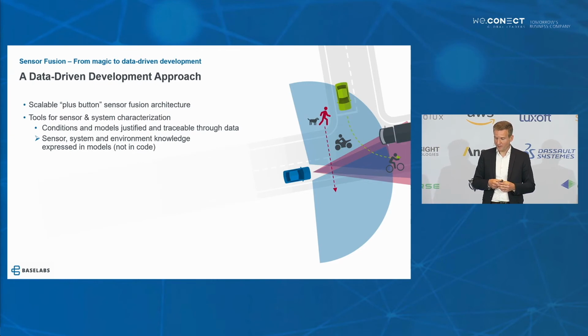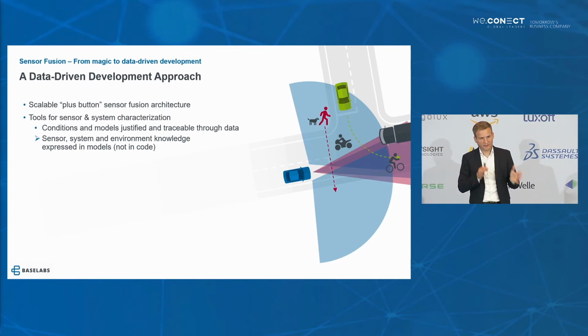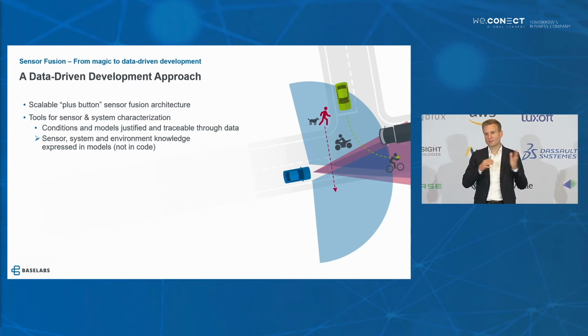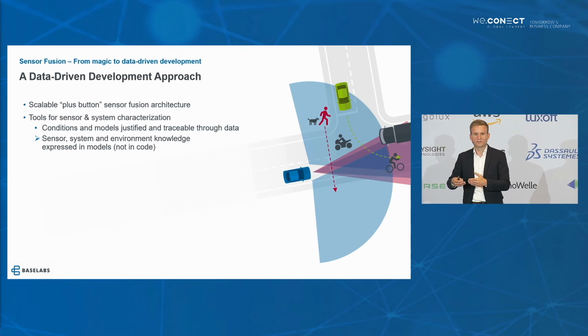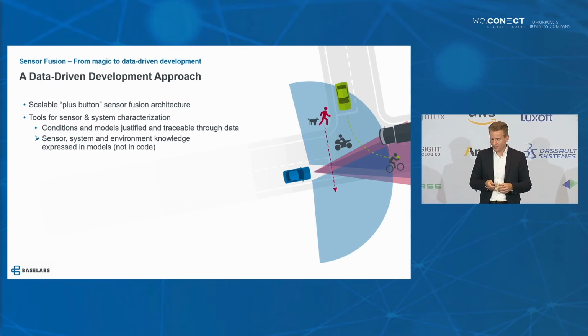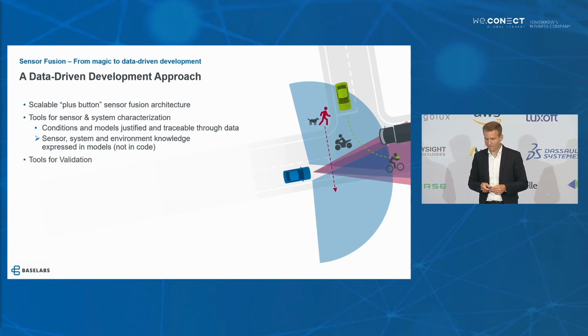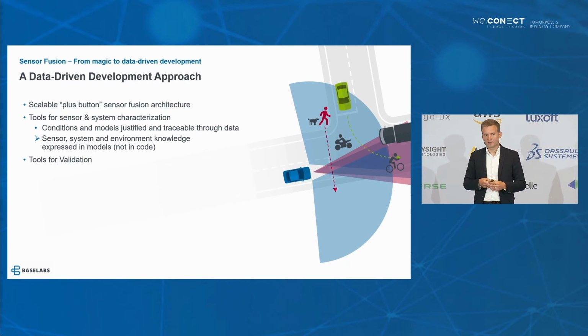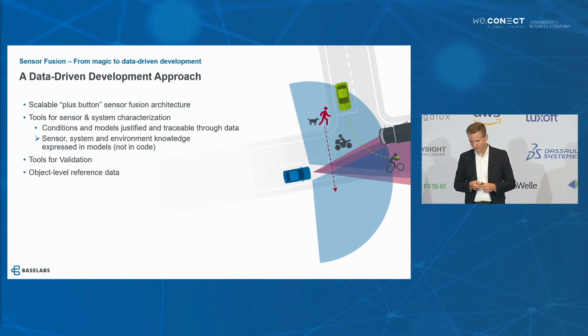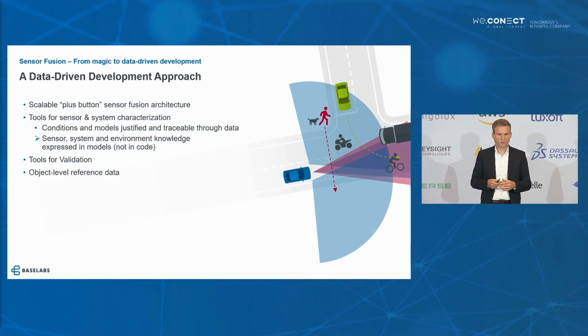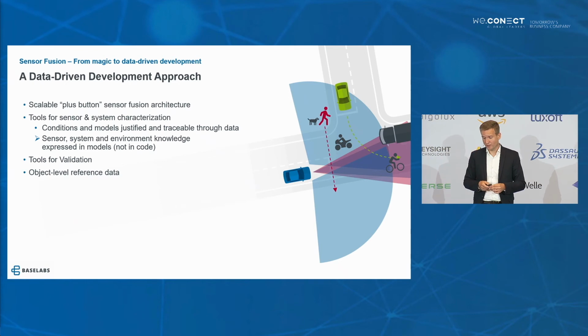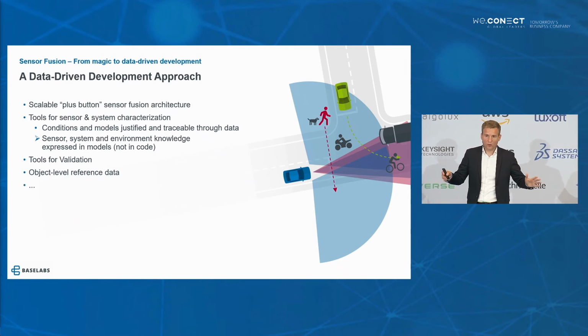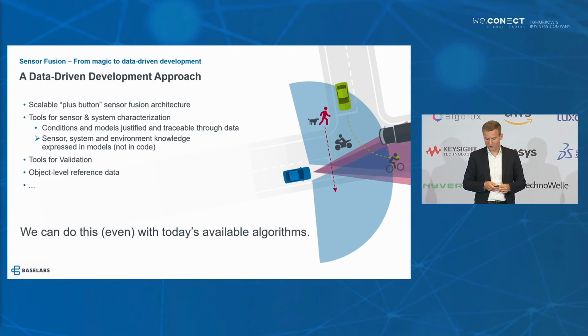By that, we put all the knowledge that we have about the sensors, the system and the environment in the models and not in the code. Of course, the code comes out of those models and of the architecture, but the actual knowledge is contained in the models and somewhere outside of the code. We need tools for validation, that's obvious, I would say, for calculating the KPIs that we need for that. And for the overall process, we need reference data at object level. And of course, so many more things that I can't mention in this talk.